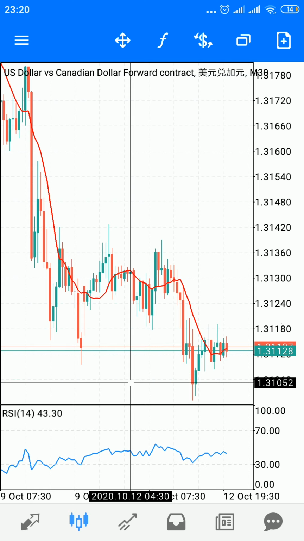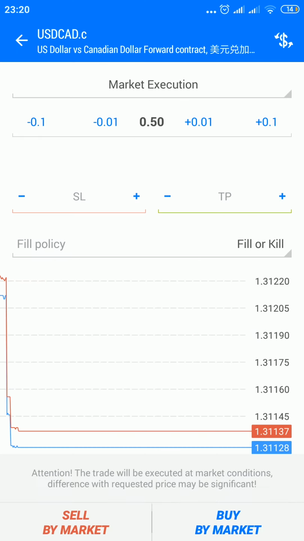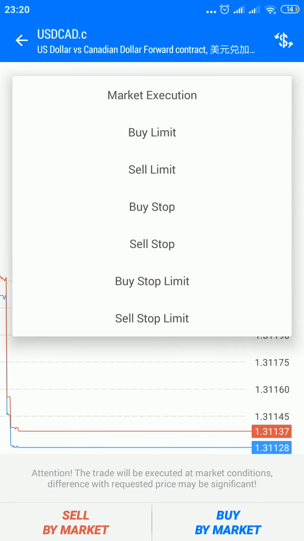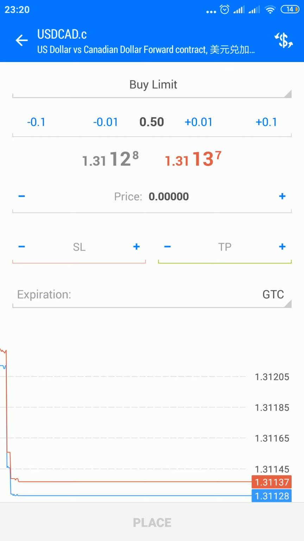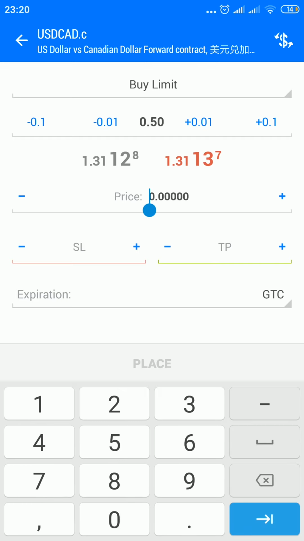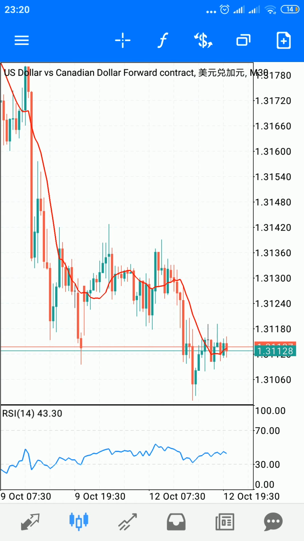So in this case, let's try that out. The price would be 1.3105. So if we go once again, new order, market execution, let's switch to buy limit, since we're going to be entering that one. And let's set up the price as 1.3105. That should be right, yeah.